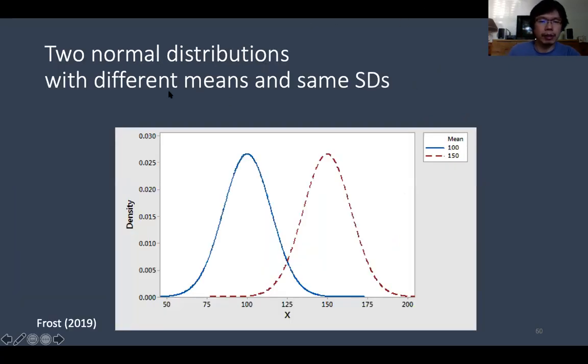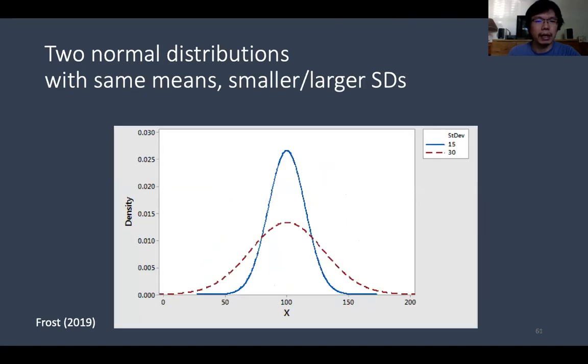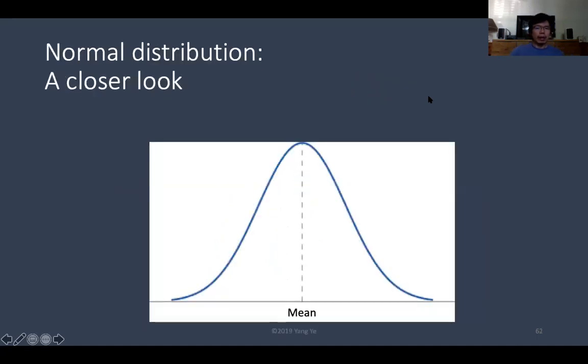So the normal distribution can have different means, right? These are two normal distributions from two separate populations, but they have the same standard deviation, which I'll explain a little bit later. And again, these are both normal distributions, and they have the same means, right? The mean is the center, in the middle. When it's a normal distribution, the mean, median, and mode are located at the same location. But the red one has a bigger spread, while still being a normal distribution, because it has a larger standard deviation. Okay?